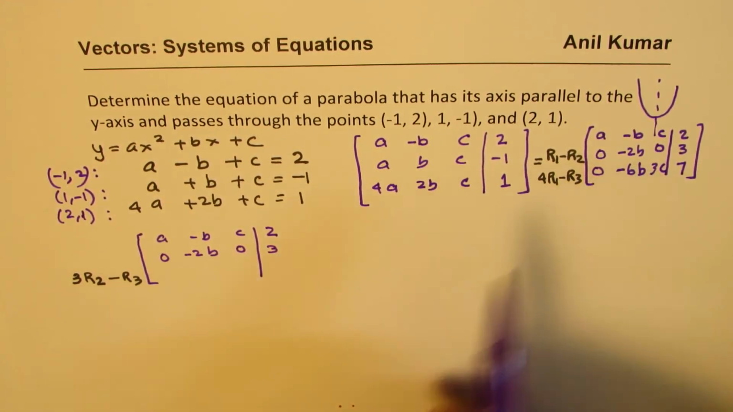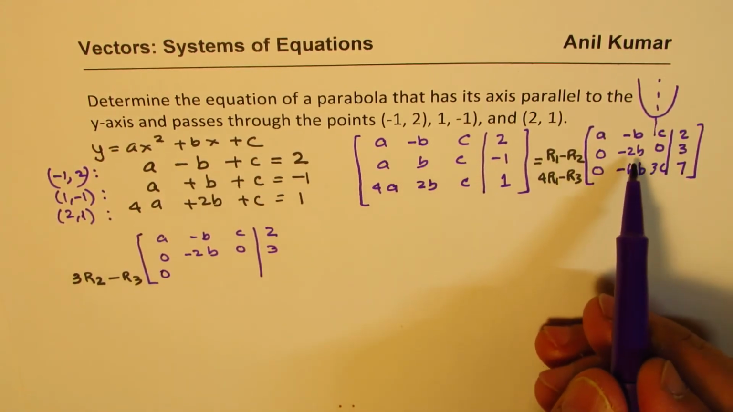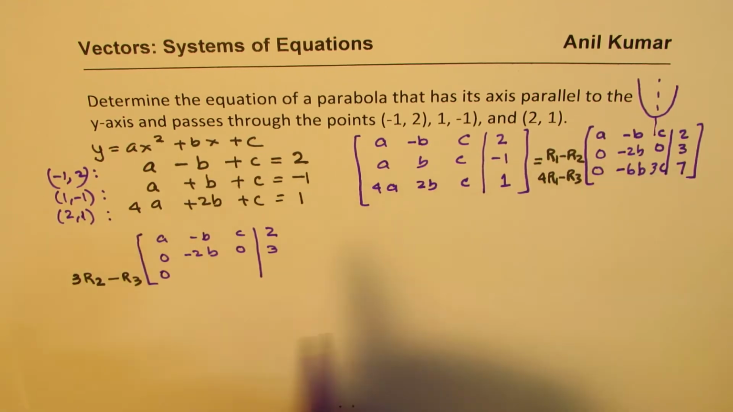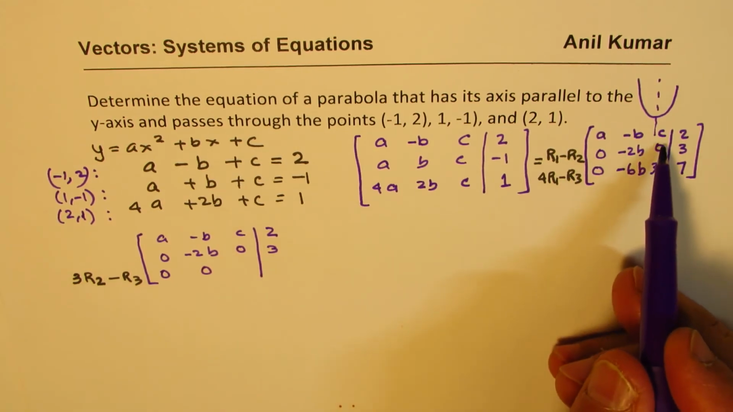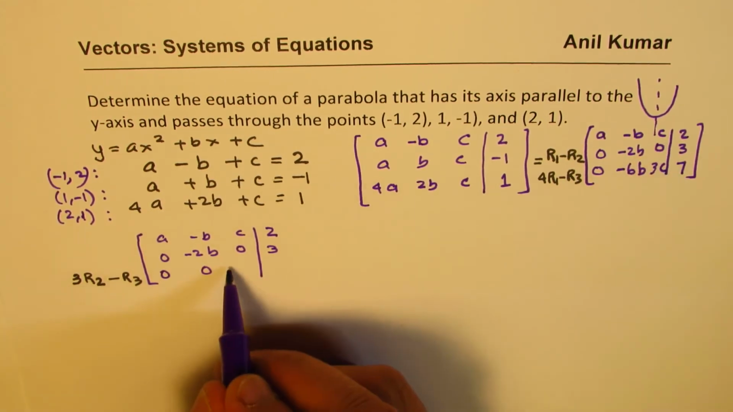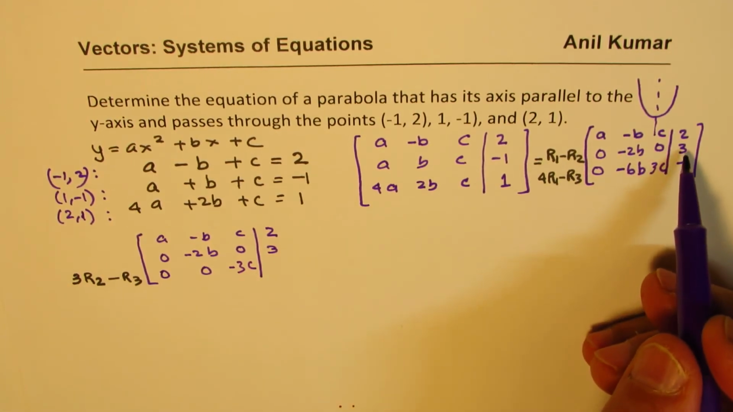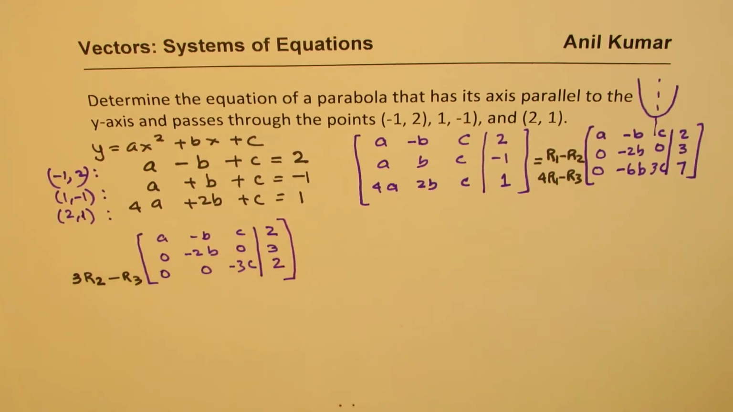And the third one, we are multiplying this by 3. Anyway, this is 0. 3 times 2 is 6, and 6 minus 6 is 0. Okay, so we get 0 here. And this is 0. 0 minus this will give us minus 3C. And multiplying this by 3 gives us 9. 9 minus 7 gives us 2. Correct? So that's what we get here in this position.